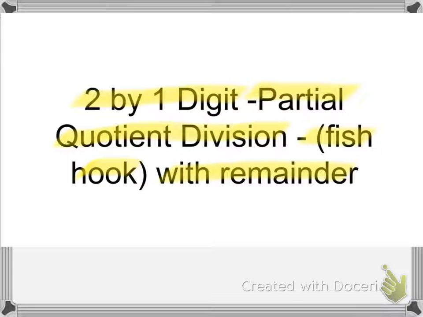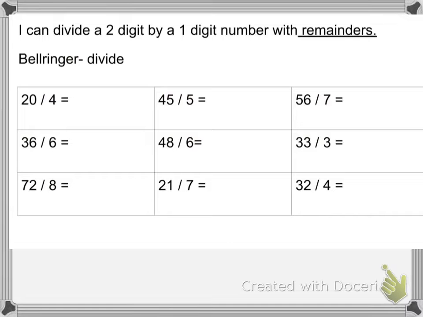Today we're going to do a 2 by 1 digit partial quotients division using the fishhook with remainder. Okay. Again, if you guys want to have a scratch piece of paper to follow along with the video, you can. Okay, our I can statement says I can divide a 2-digit by a 1-digit number with remainders.